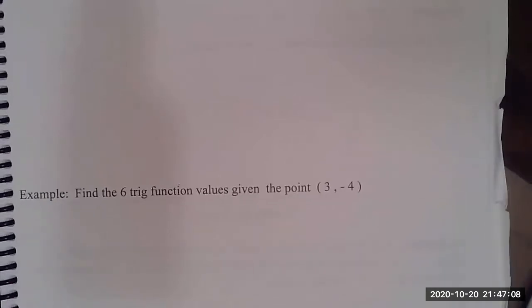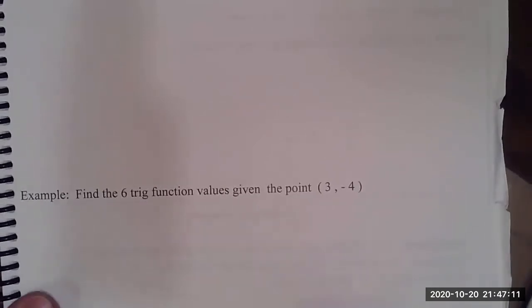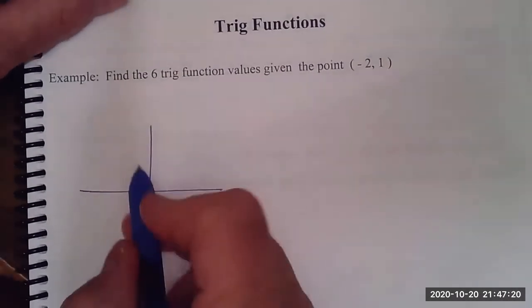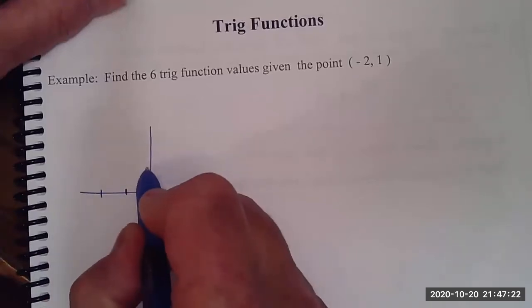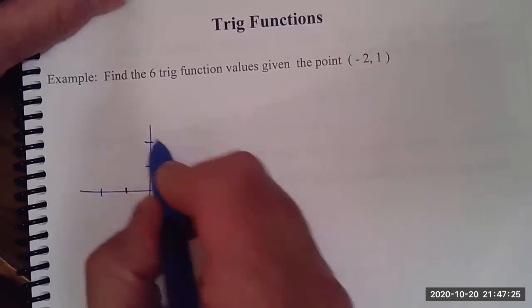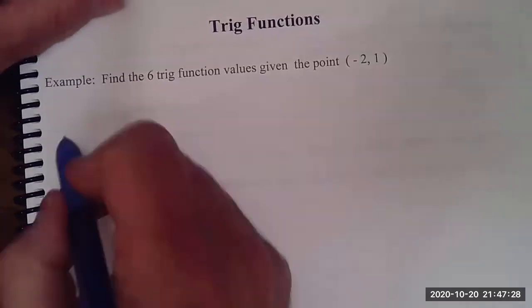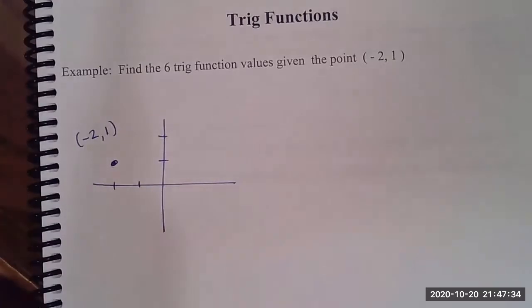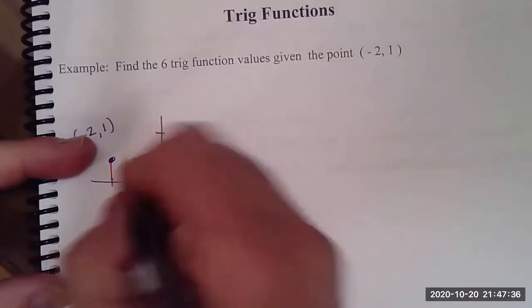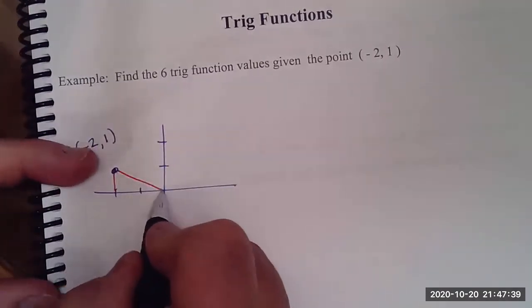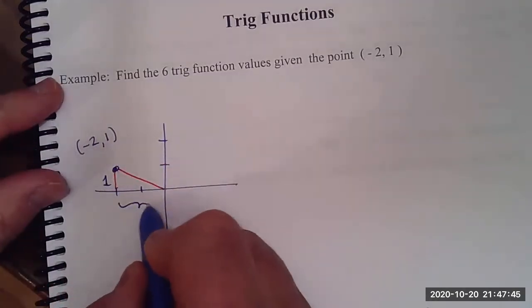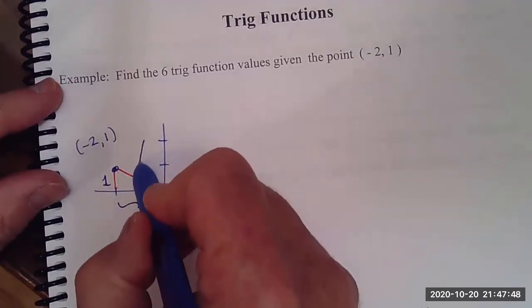All right, flip the page. Here we go. Let's take a look at this. If I try to plot this point -2, 1, so -1, -2, 1, 2, -2, 1 would be right here. That's -2, 1. And if I dropped a perpendicular here and went down to there, then this distance here is 1, and this distance right here is 2. And the question is what's the hypotenuse?